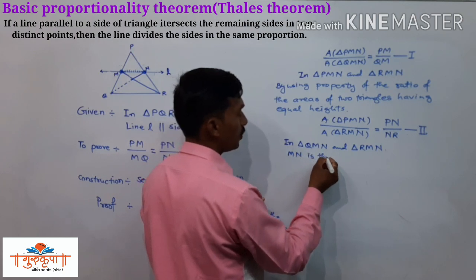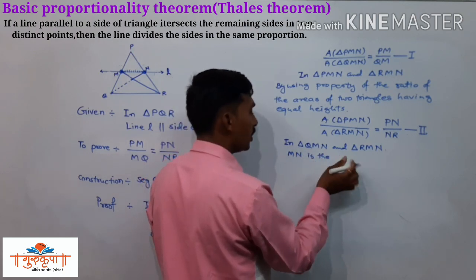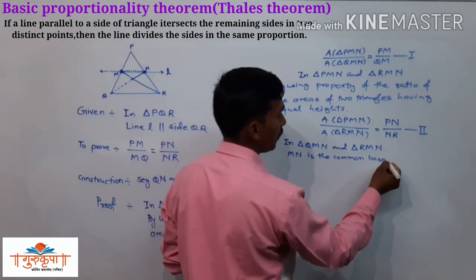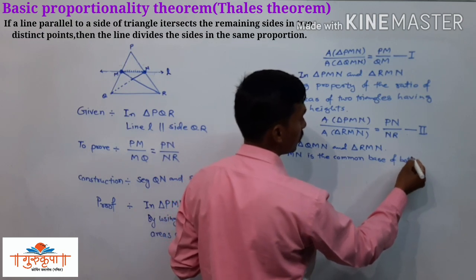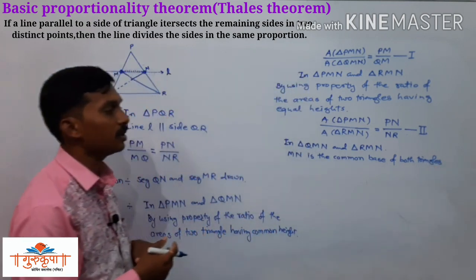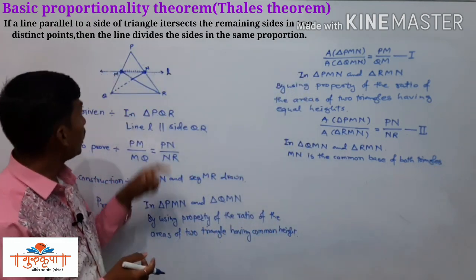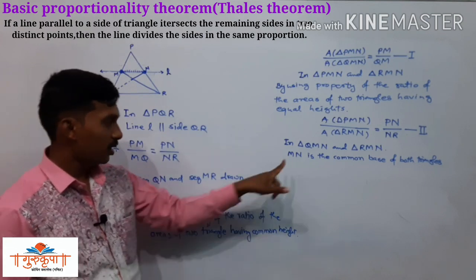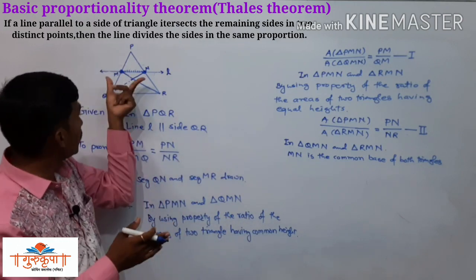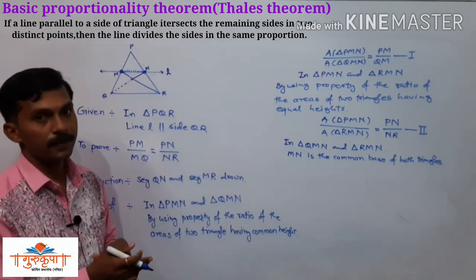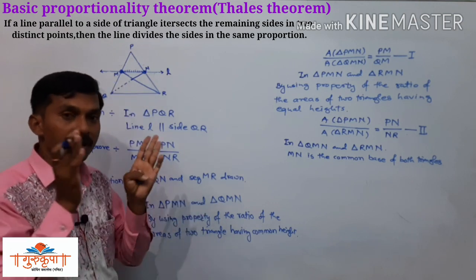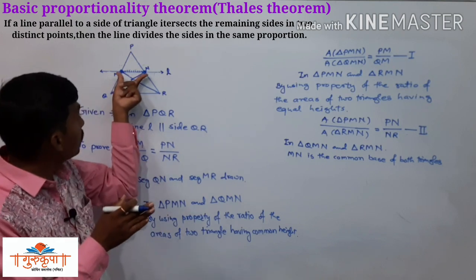MEN is the common base of both the triangles, and their heights are also equal, since both these triangles are included between the two parallel lines and their common base lies on the parallel line.